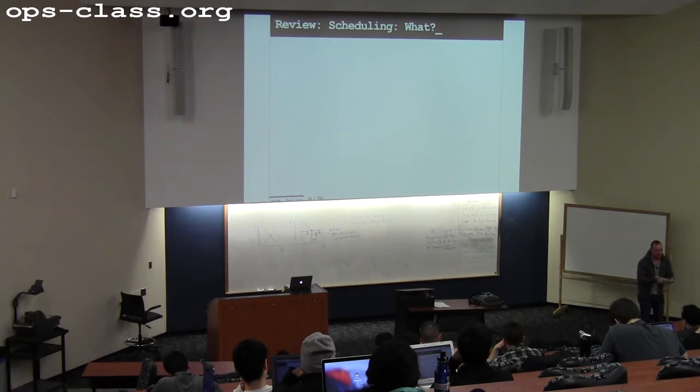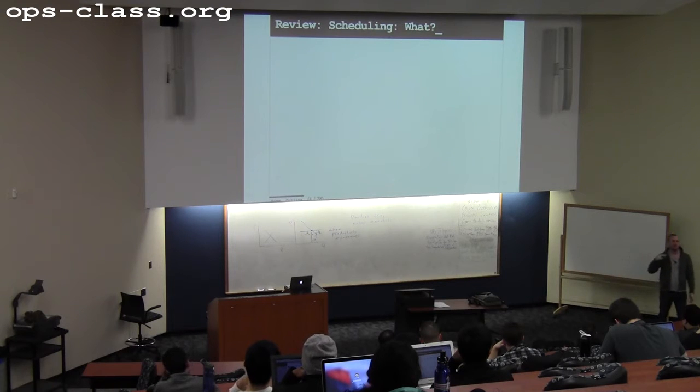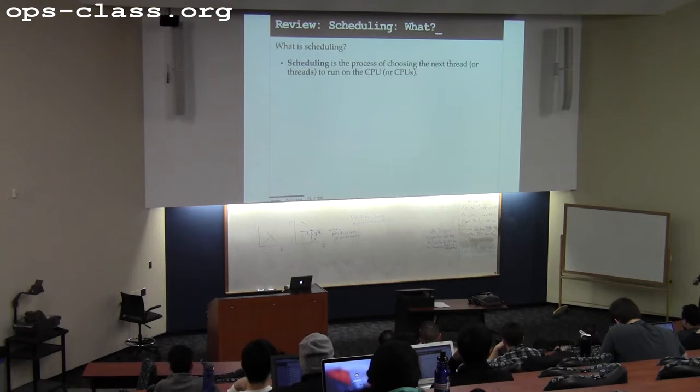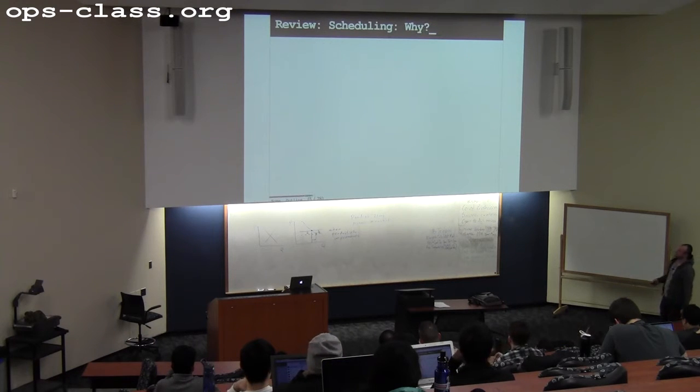Okay? Clearly, one of the things I want to consider is making sure that certain threads get to run eventually. Right? If I'm picking the same threads over and over again, I'm not doing a good job of making all the resources on the machine available to all the threads. Does that make sense? So in scheduling, I'm choosing the next set of threads to run on the CPUs, okay? Why does the kernel have to do this?